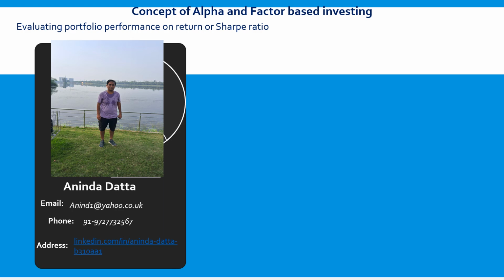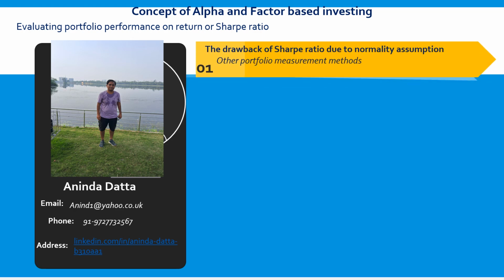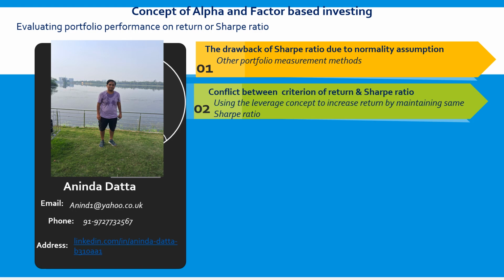Welcome to this presentation where we'll evaluate the concept of alpha and factor-based investing, evaluating portfolio performance on return and Sharpe ratio. Here we'll evaluate the drawback of Sharpe ratio due to normality assumption, other portfolio measurement methods, conflict between criteria of return and Sharpe ratio, using the leverage concept to increase the return by maintaining the same Sharpe ratio.